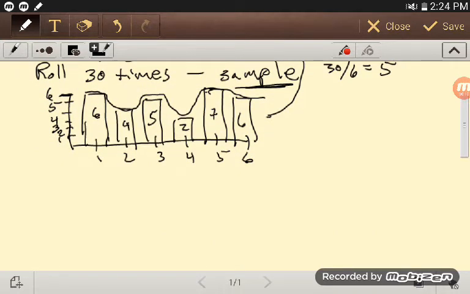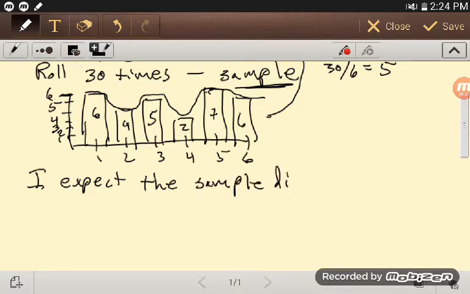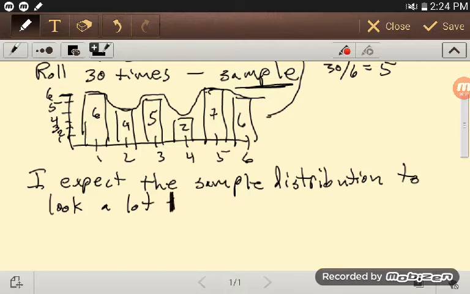Okay, so the sample distribution, okay, its bar chart or histogram. I expect the sample distribution to look a lot like the population distribution.